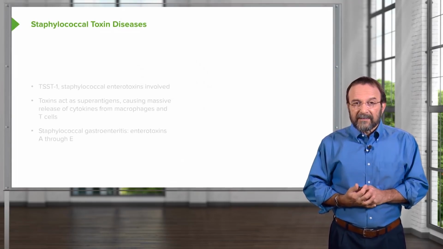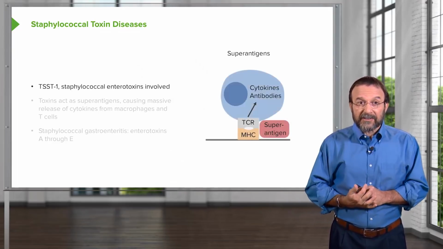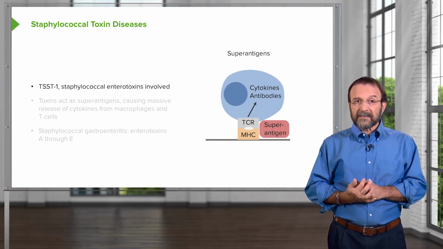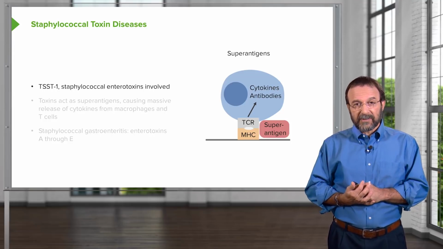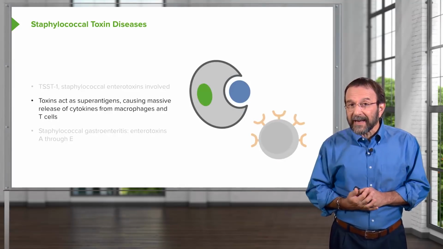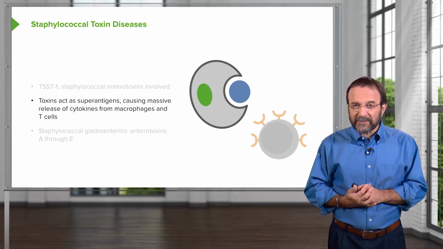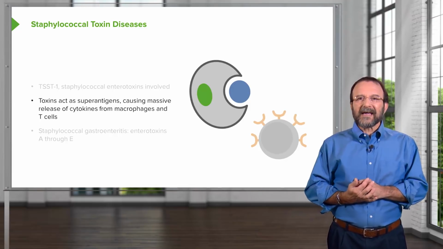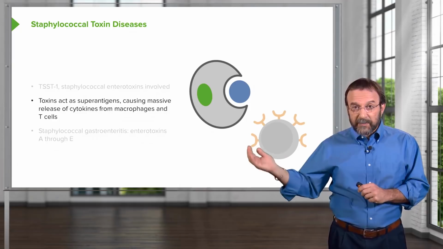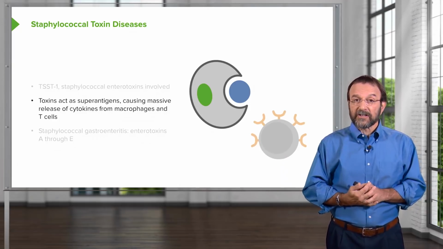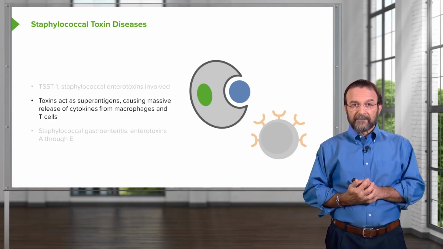One of the main toxins produced by staphylococci that causes toxic shock is called TSST1, toxic shock syndrome toxin number 1. And this is an enterotoxin. It actually acts as a superantigen. Superantigens bind the T cell receptor and the major histocompatibility protein on the surface of cells and cause massive release of cytokines from macrophages and T cells that are then responsible for the symptoms, say, of toxic shock syndrome. The whole idea of toxic shock elaborates from these cytotoxins that are produced.